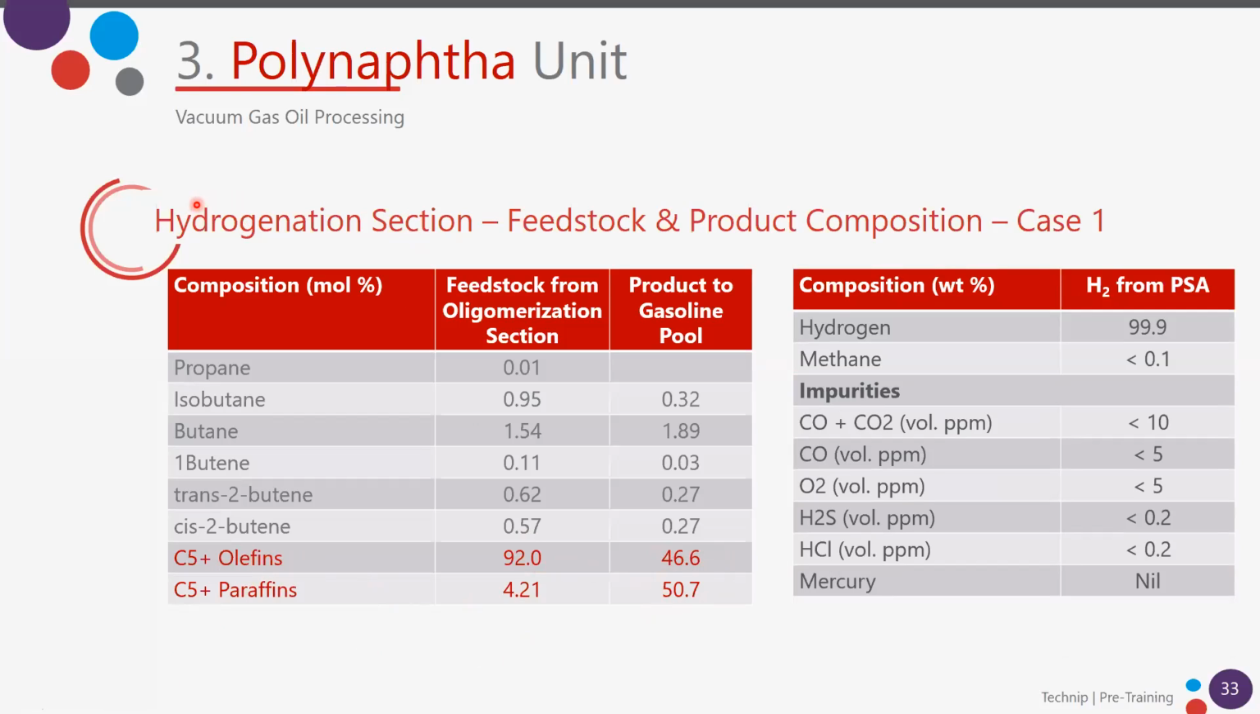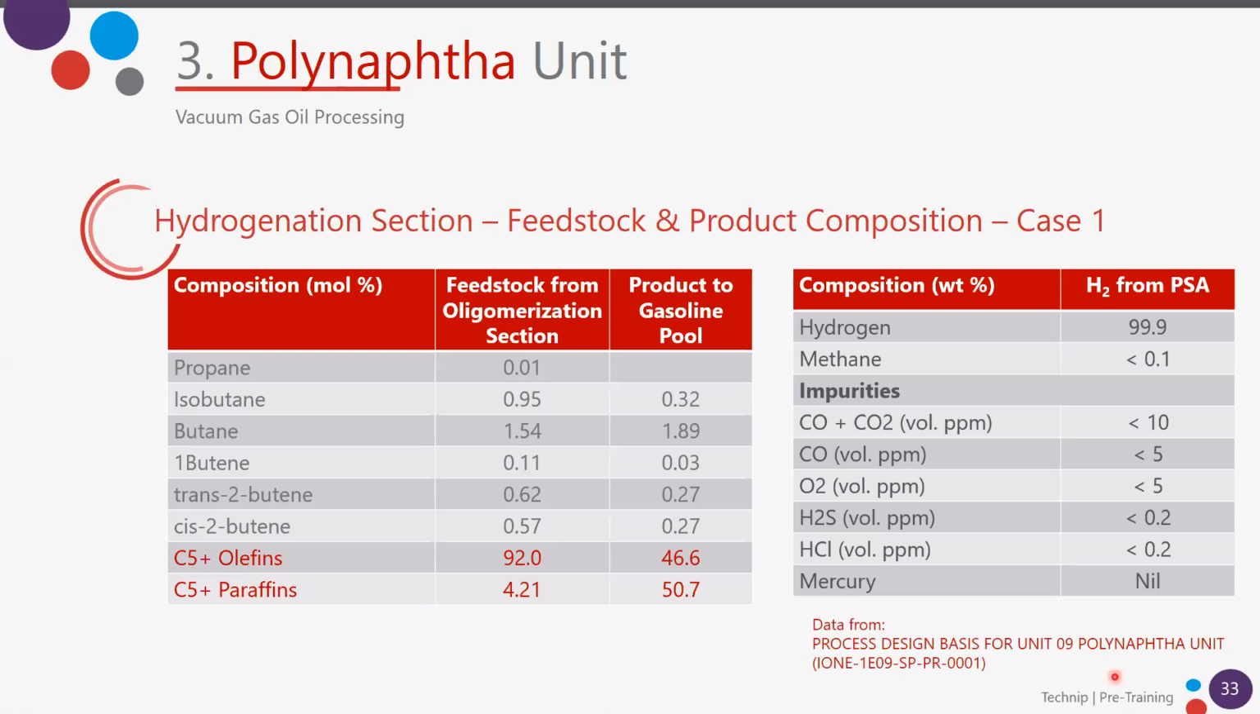We will get this hydrogen from the PSA, because we need high purity hydrogen. Remember, there is another unit in the refinery for the hydrogen production and purification. So we have a high purity hydrogen for this section. But it is important to understand that we are decreasing the olefins content in the stream from 92 to 46, okay? So let's see how we will do these reductions in the olefins content.